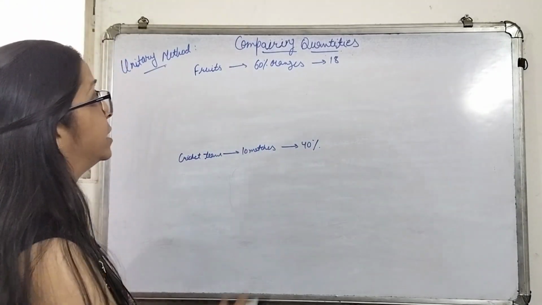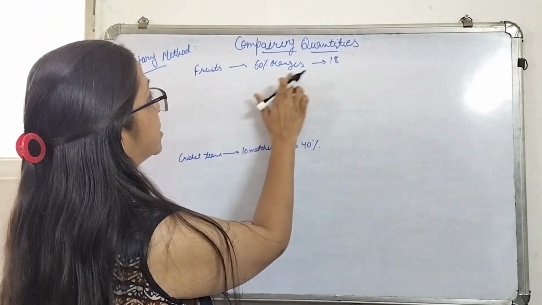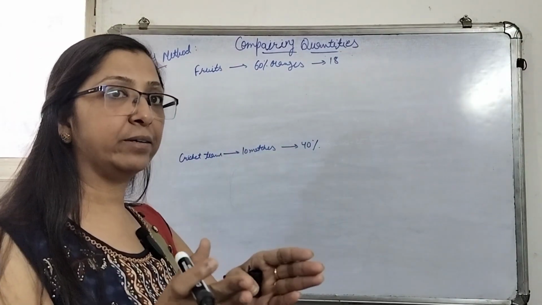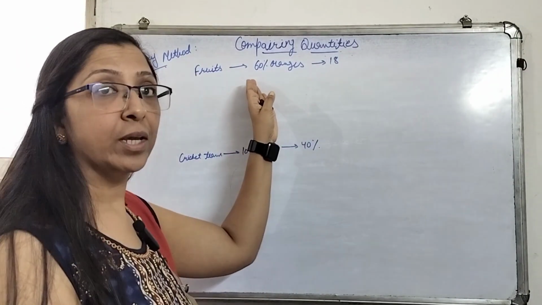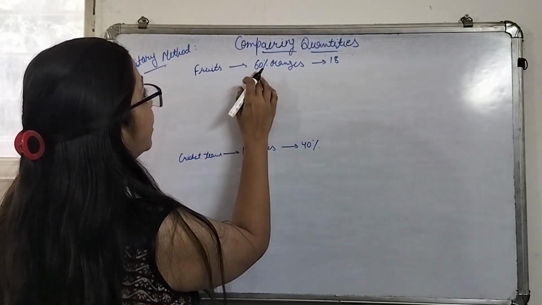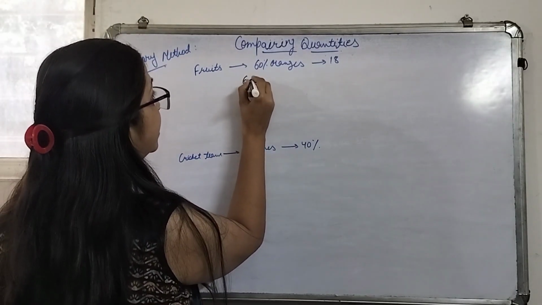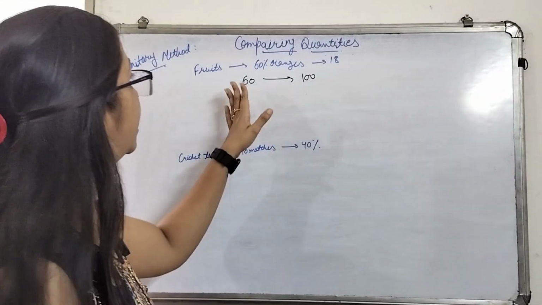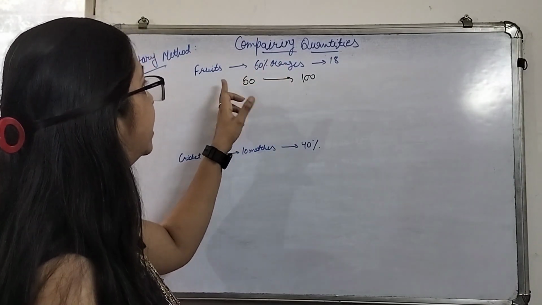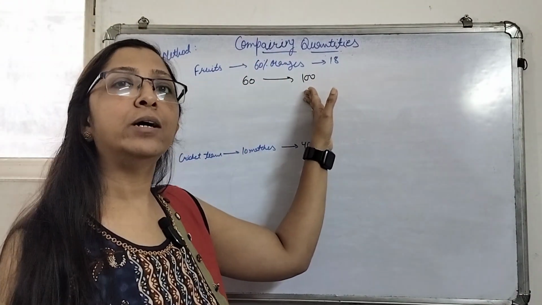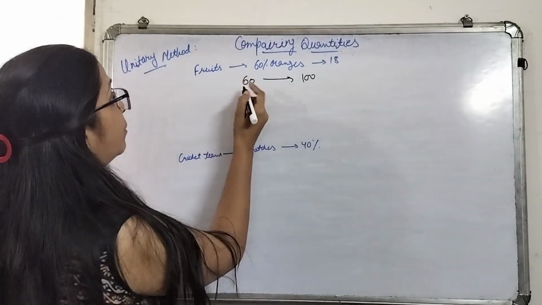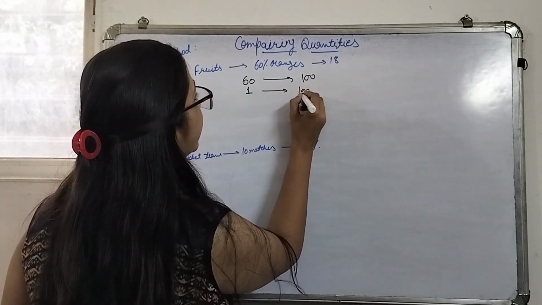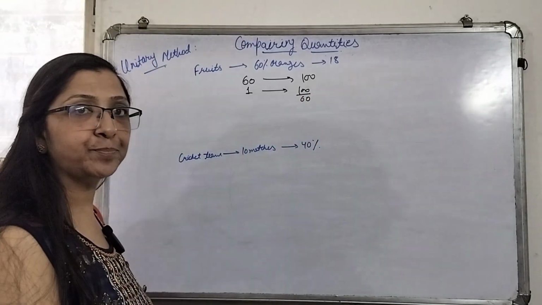If oranges are 60%, 60% means out of 100 it is 60, right? That means if the total number of oranges is 60, then the total number of fruits is 100. And if the total number of oranges is 1, then the number of fruits will be 100 divided by 60.